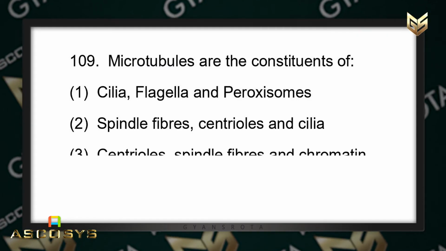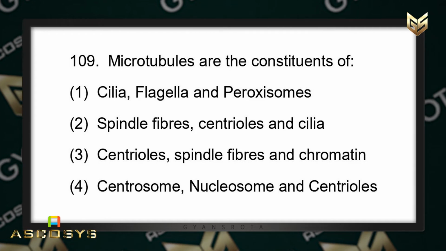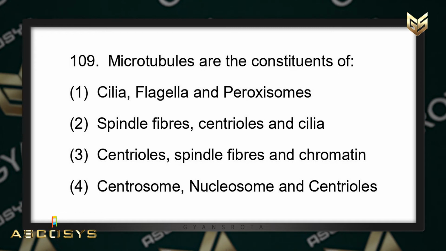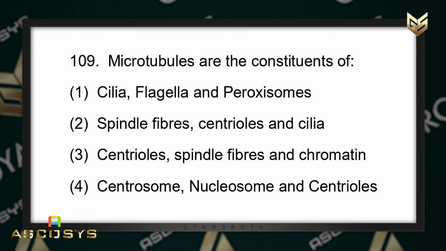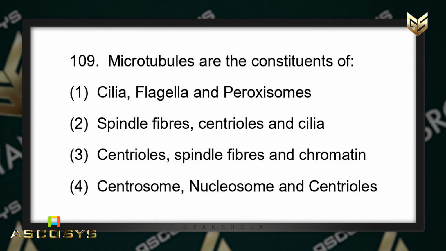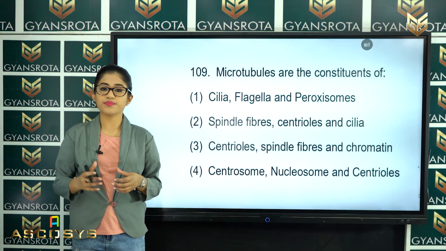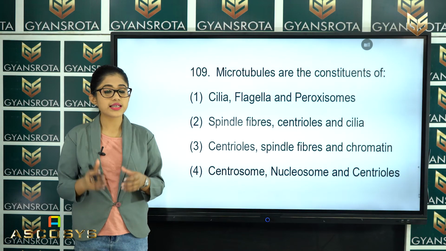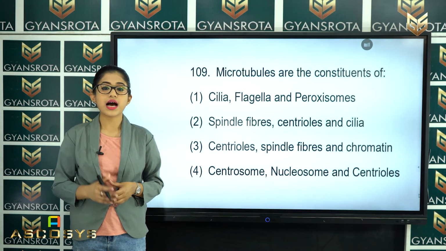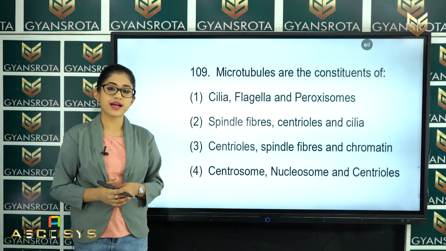Microtubules are the constituents of cilia, flagella and peroxisomes, or spindle fibers, centrioles and cilia, or centrioles, spindle fibers and chromatin, or the fourth option is centrosome, nucleosome and centrioles. So, this is also from the chapter Cell, the Unit of Life. There we have discussed about the microtubules and microfilaments, right? So, what is the constituent of this microtubule?